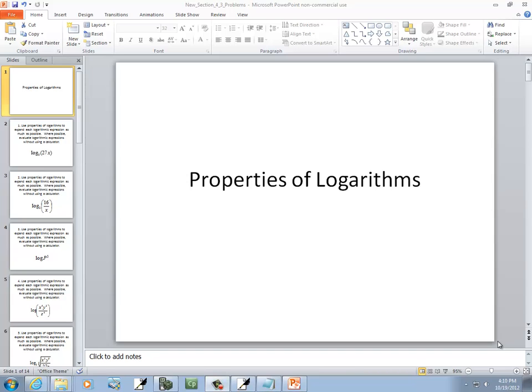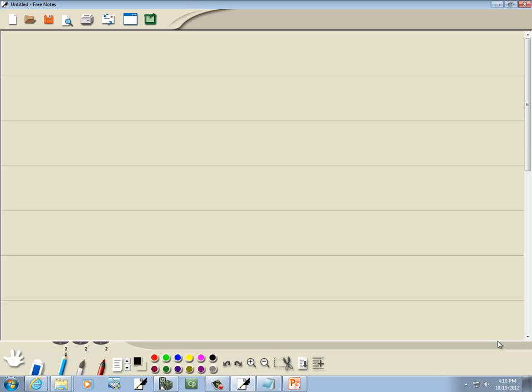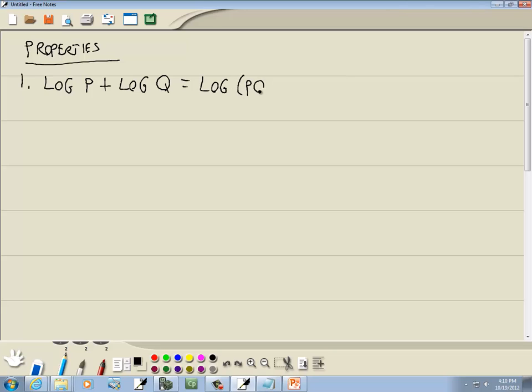Let's take a look at properties of logarithms. We've got three main properties. First one, if you have log of something plus log of something, addition becomes multiplication. So log p plus log q is going to equal log of p times q.